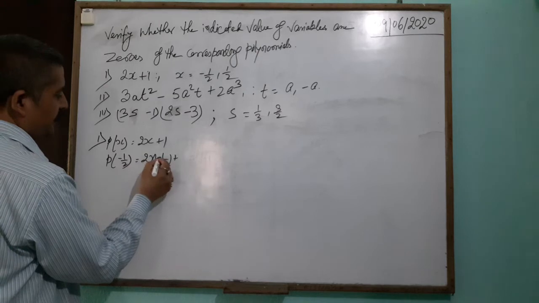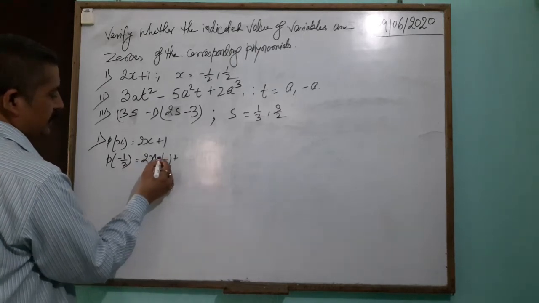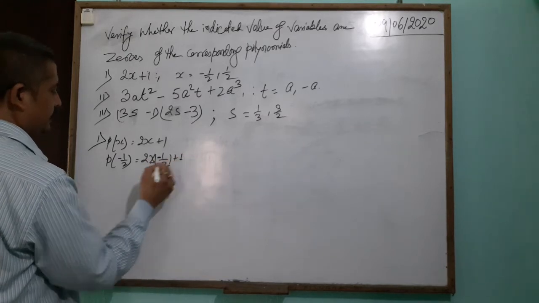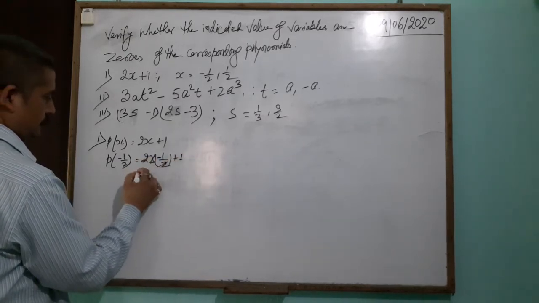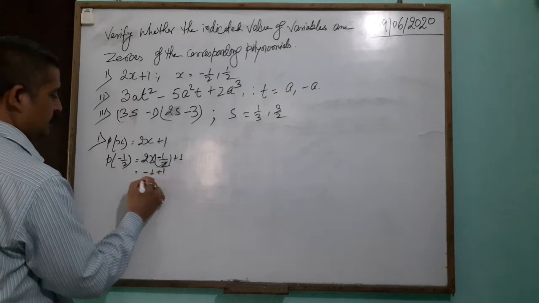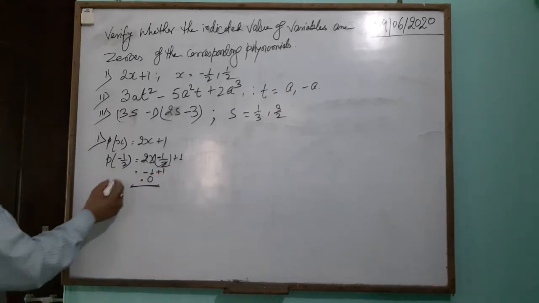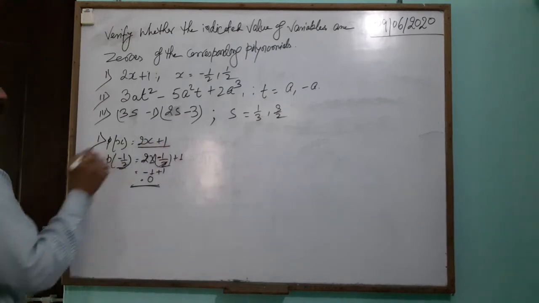These are two different signs. These are the product and the minus. So you put a small bracket. Minus 1 plus 1 equals 0. That is the zero of the given polynomial.